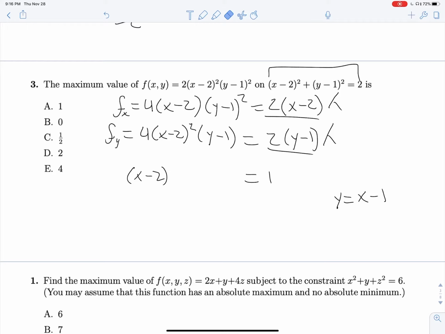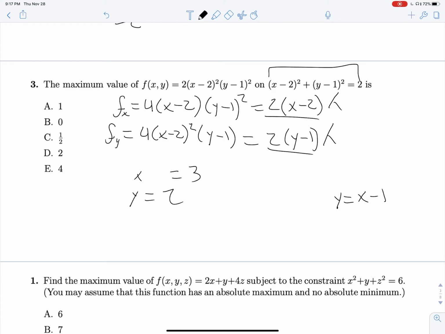We can take a square root, and oh my god, my organization is terrible. This is equal to 1. We can add our 2 over and see that when we're maximized, this is equal to 3. And if x is equal to 3 and y is equal to x minus 1, y is going to be equal to 2. And now we can just plug this in.